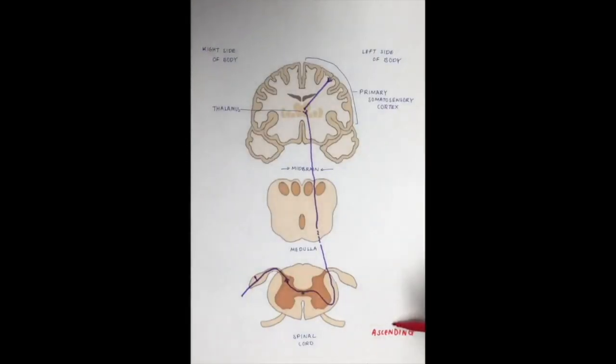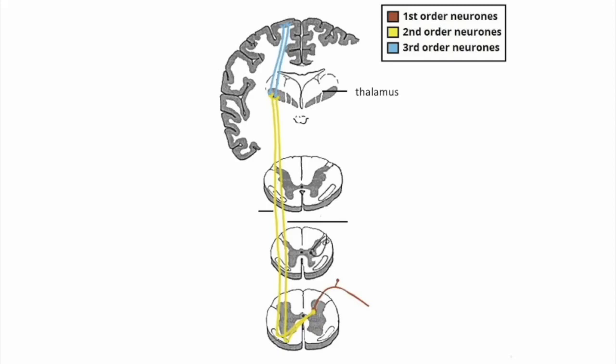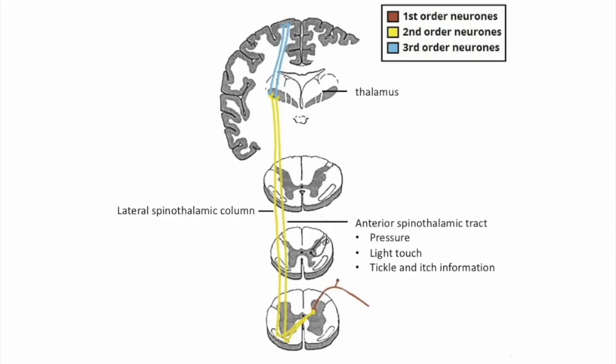It is an ascending tract which carries sensory information from the skin, up the spinal cord to the thalamus of the brain, as the name suggests. The signal ends in the cerebral cortex, where we become conscious of the sensation. There are two major pathways of the spinothalamic tract: the anterior column, which is responsible for pressure, light touch, tickle and itch information, and the lateral column, which is responsible for pain and temperature.